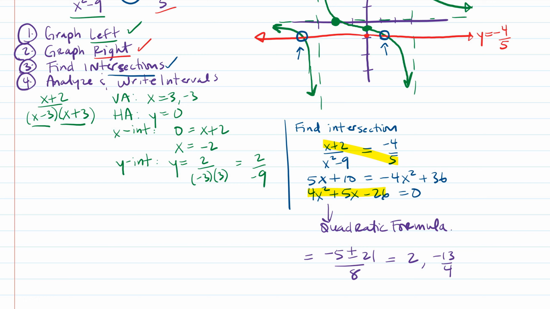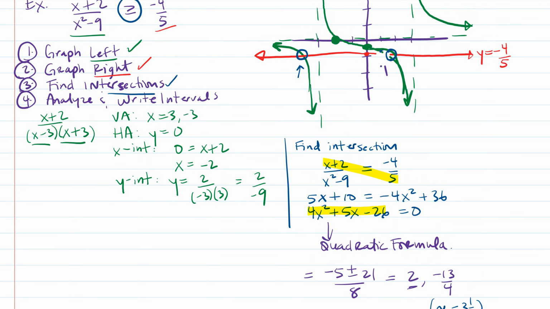So the number 2 represents this coordinate here. Our graph isn't perfect, so this green one must have come over a little bit more so that it intersects here at 2. And then negative 13/4 is approximately negative 3 1/4. So 1, 2, 3 1/4. We're pretty close with that one there.